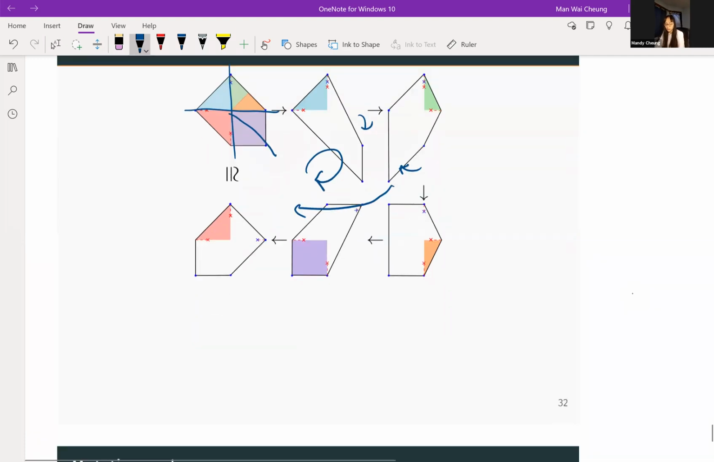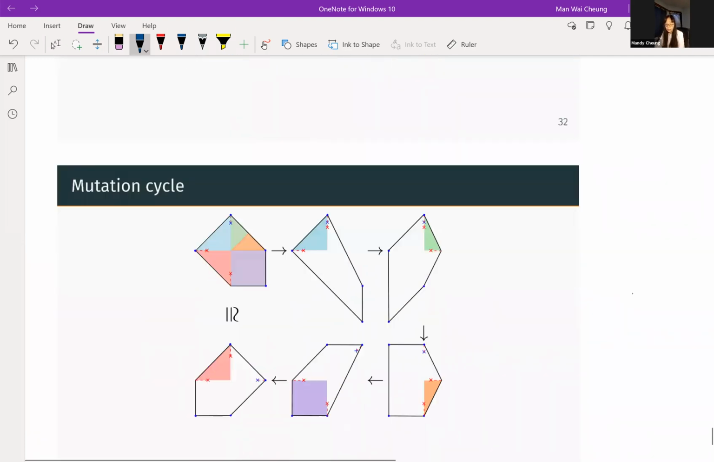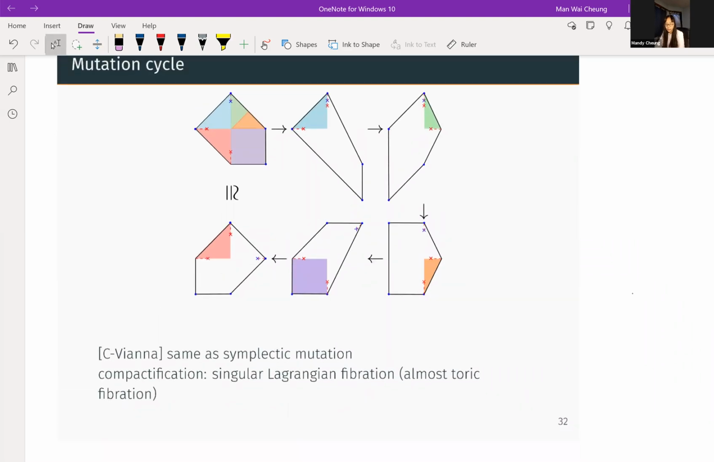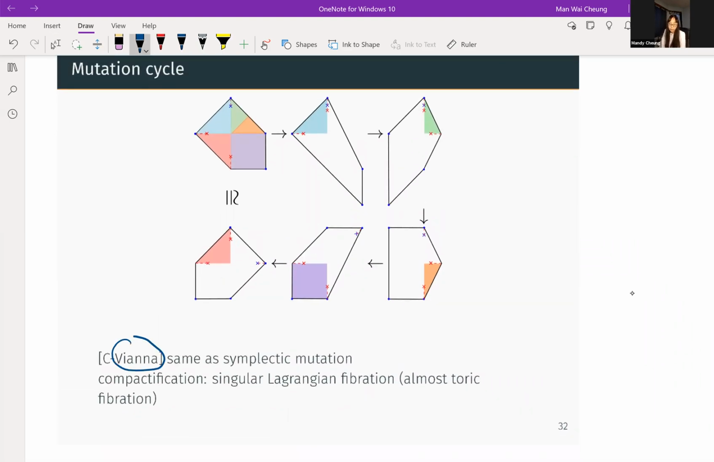And then what we have with Vianna Renato is he comes from another very different perspective, which is looking at the almost toric fibration, where he adds the singular Lagrangian fiber to his fibration. And what we check is we end up having the same cycle of mutation of polytope here, and you can see here, this polytope actually we can go back and synchronize with the symplectic world.